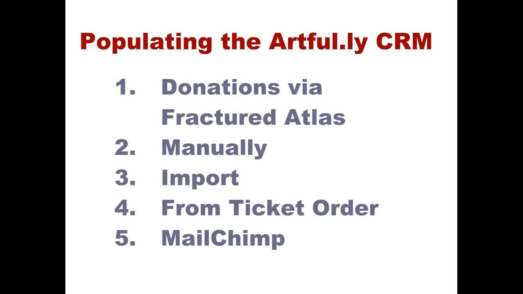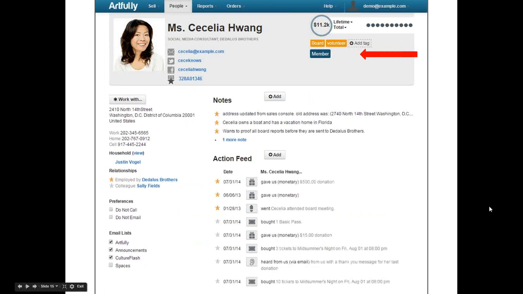Now we're just going to take a look at how you can look at the people records in greater detail. This is a more filled out demo record. This is a record for Cecilia Huang. Aside from the basic information about her, such as her name, contact information, and social media handles that you can see at the top of the page, you can add a lot more details about the patrons using notes and tags.